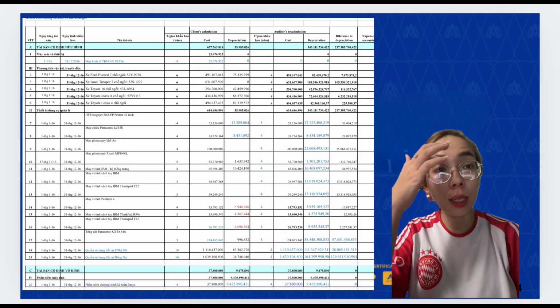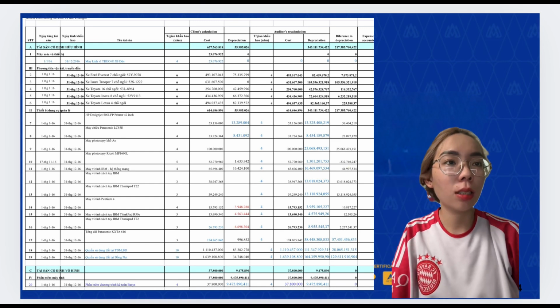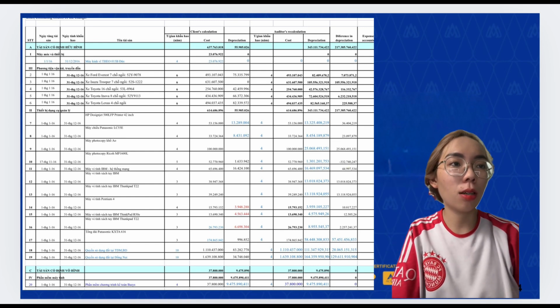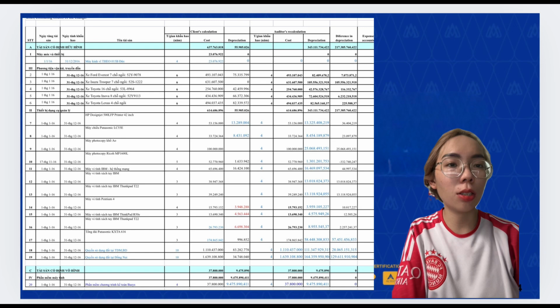This report presents reconciliations of fixed asset costs and depreciation between the client records and the auditor reconciliation. Summary of asset categories.